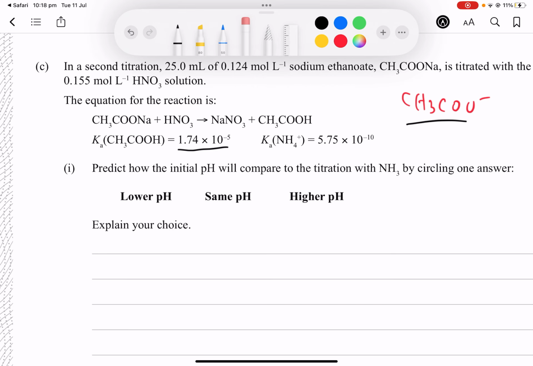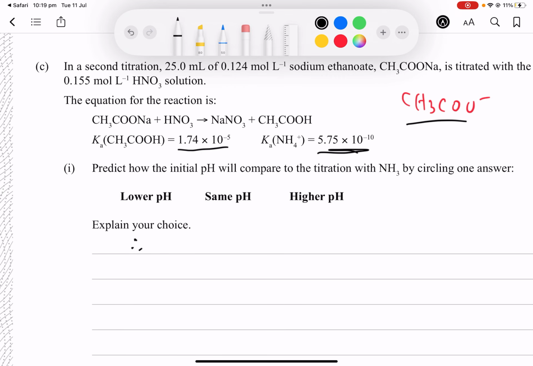And for a strong acid, the Ka value is very, very high, which indicates that there's full dissociation to form its ions. But for a weak acid like CH3COOH, it's a pretty small Ka value. However, the Ka value of CH3COOH is still much larger than that of NH4+. As you can see, NH4+ has a much smaller Ka value. What this means is that the conjugate base of CH3COOH is going to be much weaker, and therefore the conjugate base of NH4+, which is NH3, will be a much stronger base. So CH3COO minus is going to be a much weaker base.